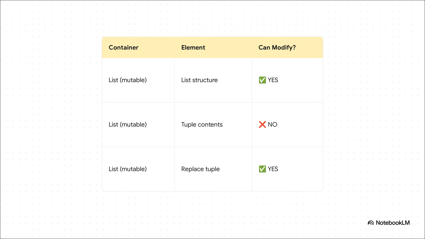So here are the rules of the game. Can you modify the list itself? Add things, remove them, change the order? Yep, absolutely. The list is a mutable container after all. But what about trying to change an item inside that tuple that's sitting in the list? No way. That is a hard no. The tuple's contents are totally locked. But, and this is the big twist, you can take the entire tuple out and replace it with a whole new one. Why? Because that's a change to the list, not the tuple itself.